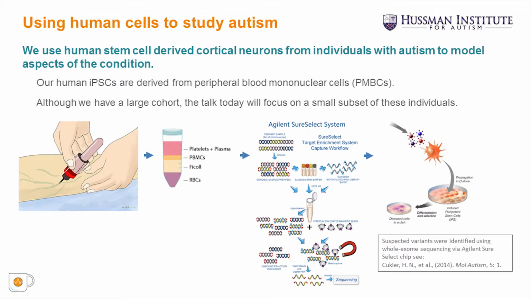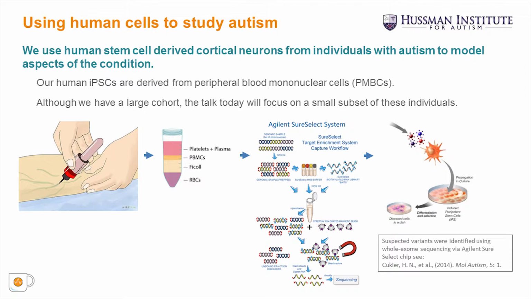Therefore, we use human iPSCs derived from peripheral blood mononuclear cells. These are isolated from the blood of individuals with autism and controls. Although we have a large cohort of these individuals, the talk today, in the interest of time, will only focus on a small subset of these people.